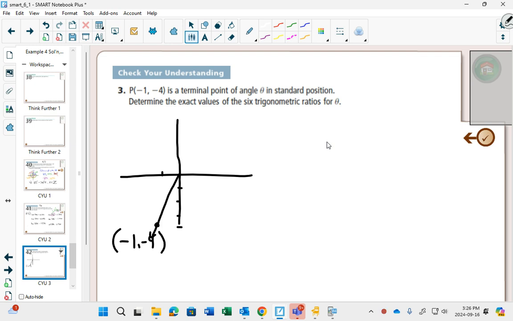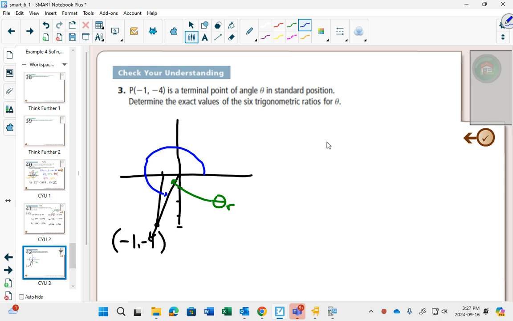And every time you have a point, very important is that you go back to the nearest x-axis and you make a triangle where you can label your reference angle. This is the actual angle theta in blue. Angle theta starts here and ends there.